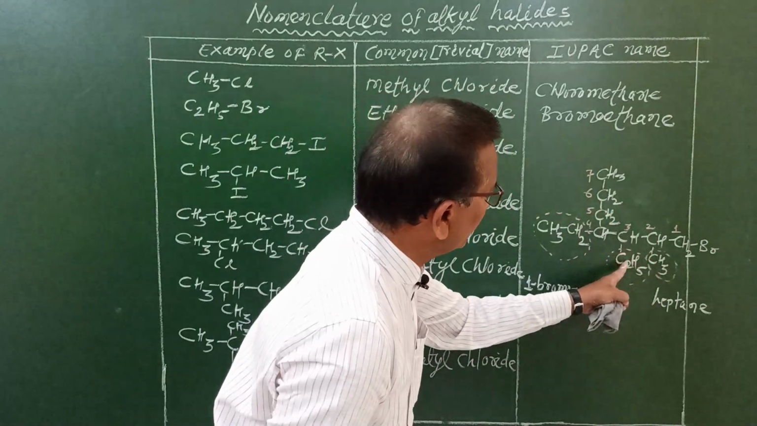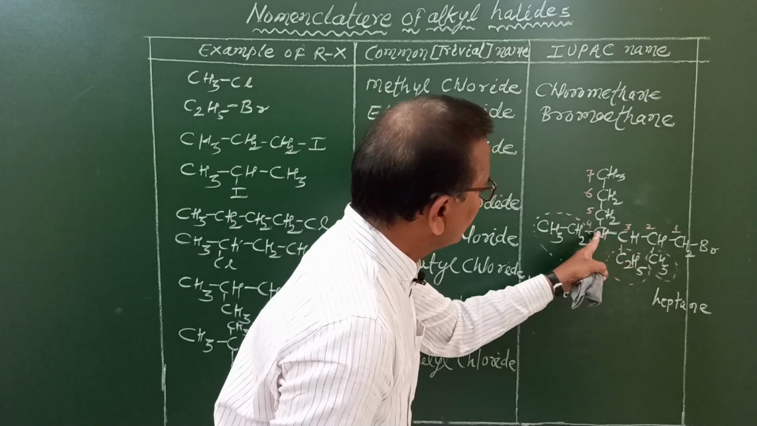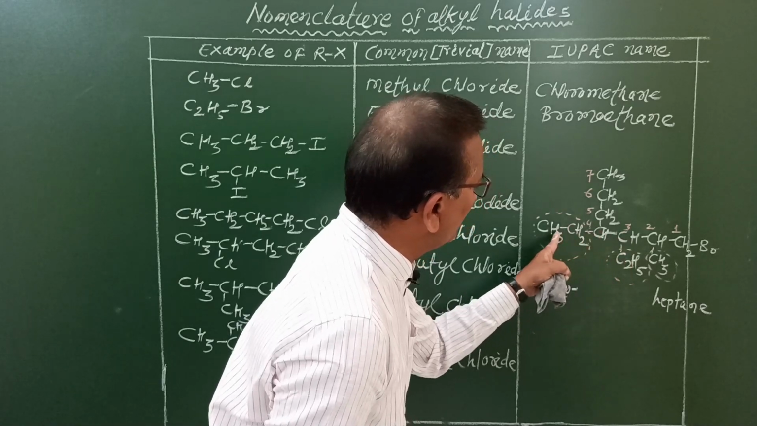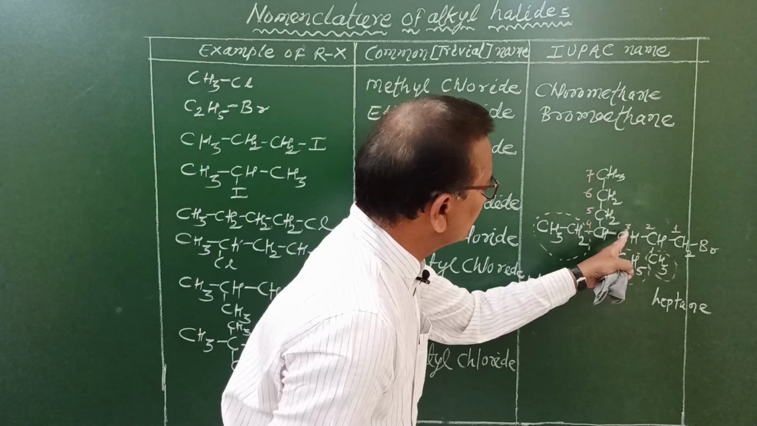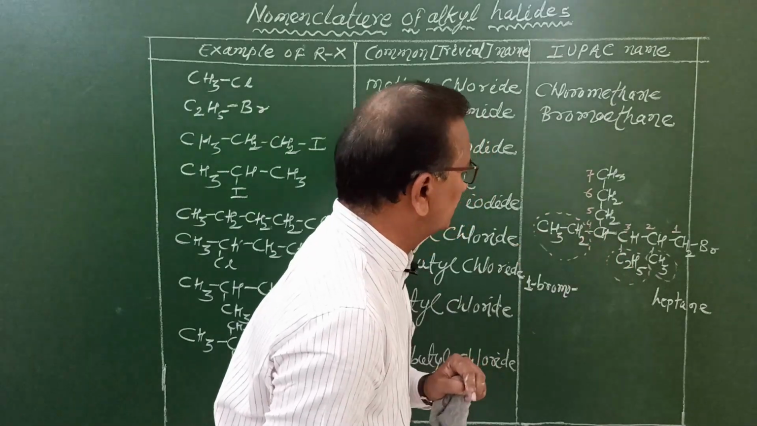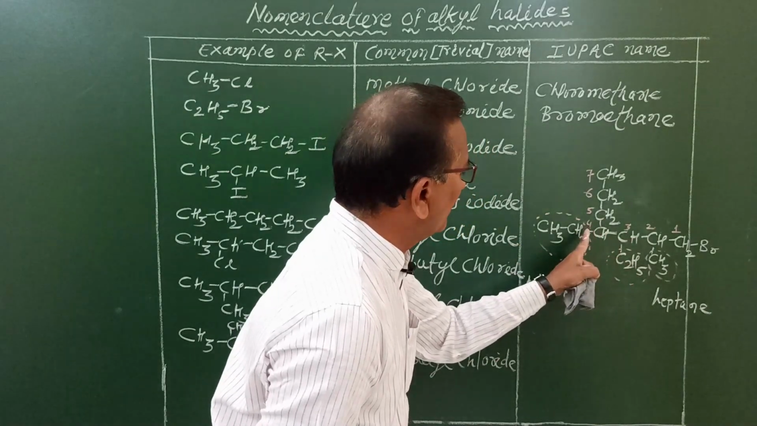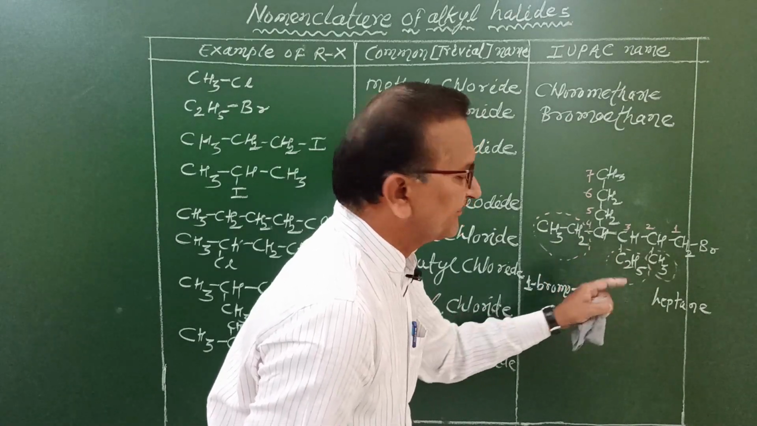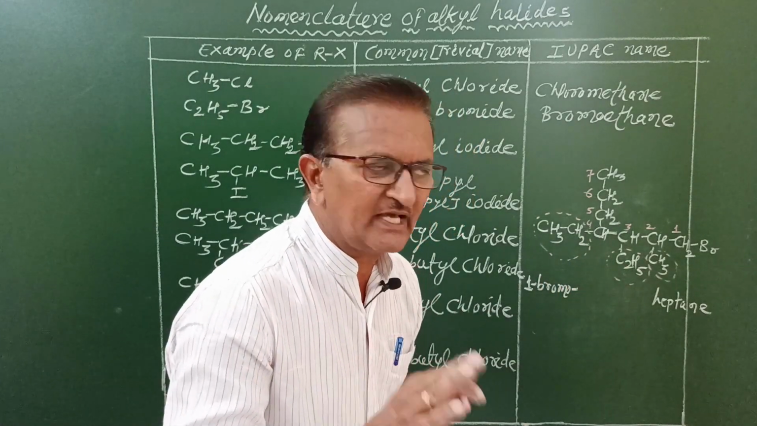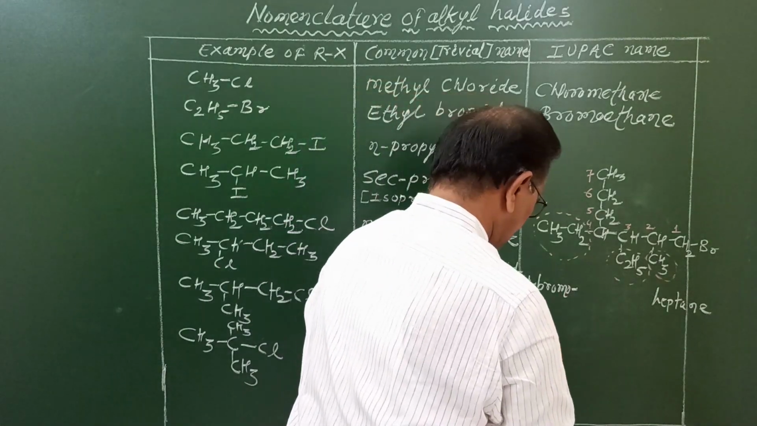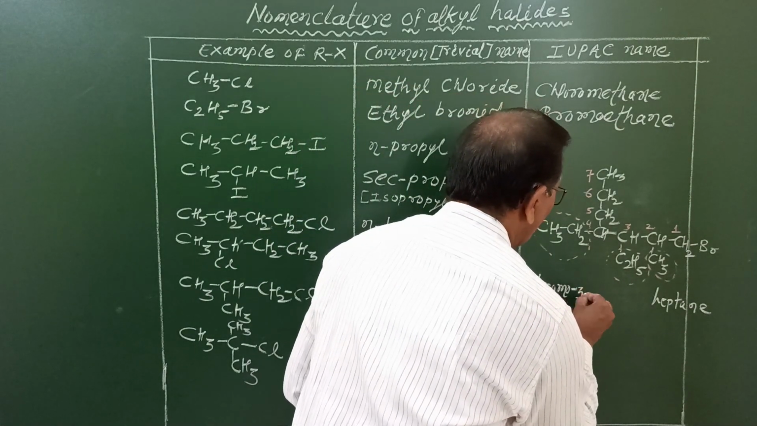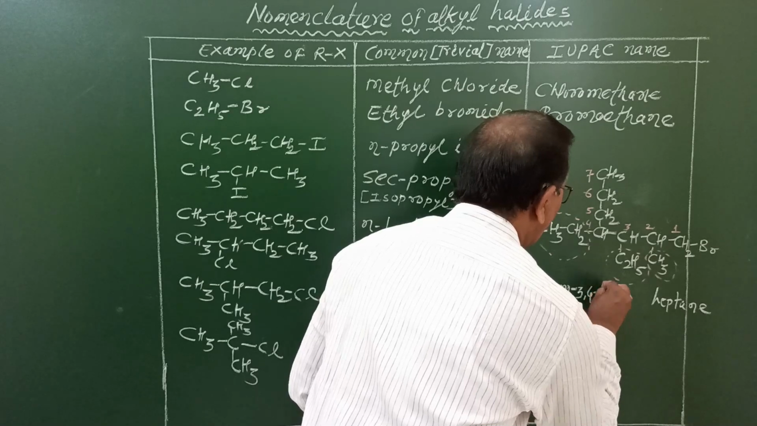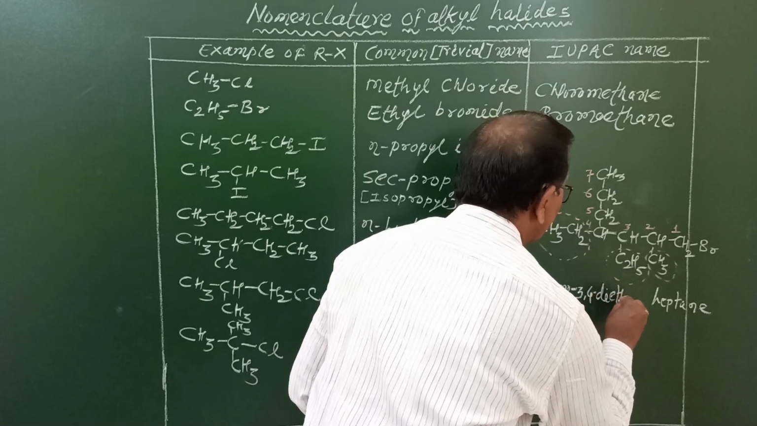Now let us see the positions of the ethyl groups. One of the ethyl groups is bonded to carbon number 3. The second ethyl group is bonded to carbon number 4. What about their positions? 3, 4. 3, 4-diethyl. Since both these branches are the same, that's why we have to use the prefix di. 3, 4-diethyl.